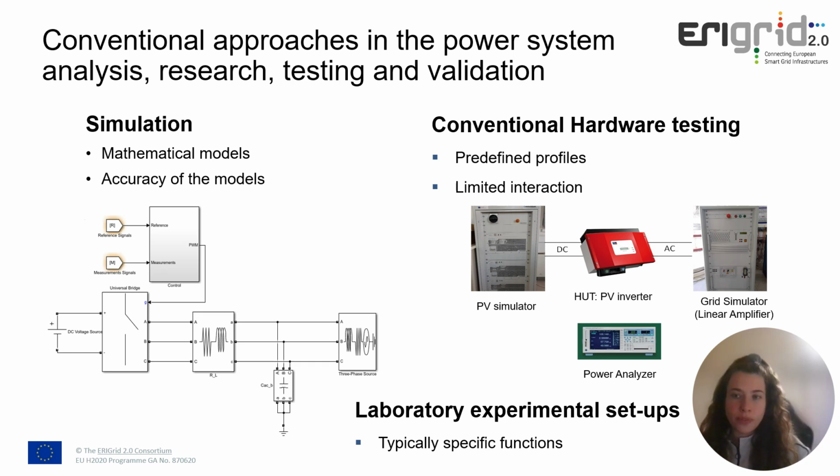Then there is conventional hardware testing. This method involves direct testing of physical hardware, such as a photovoltaic inverter, under controlled predefined input profiles. A typical test setup includes a PV simulator, the inverter as hardware under test, a grid simulator, and a power analyzer. While effective for functional testing, this approach often lacks dynamic interaction with broader system elements.